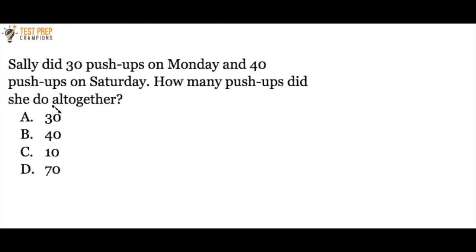One thing that I want you to see here is that this word altogether is a keyword, and that keyword is usually going to mean addition. So all we have to do here is 30 plus 40, and 30 plus 40 equals 70. So D is the correct answer here.